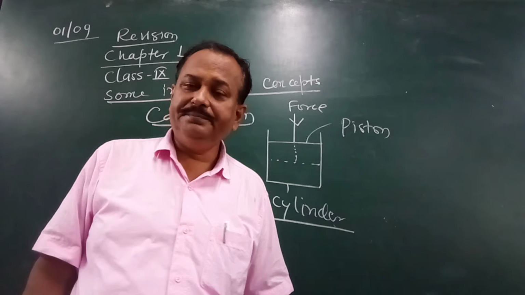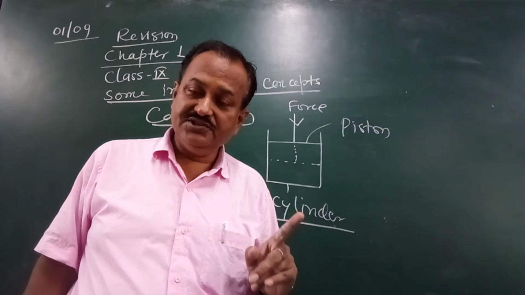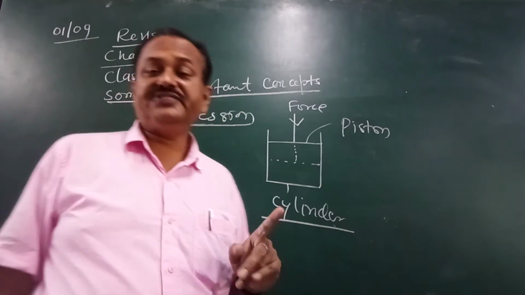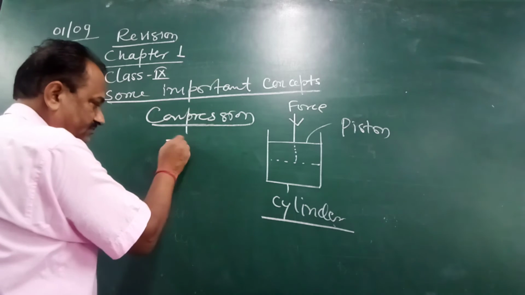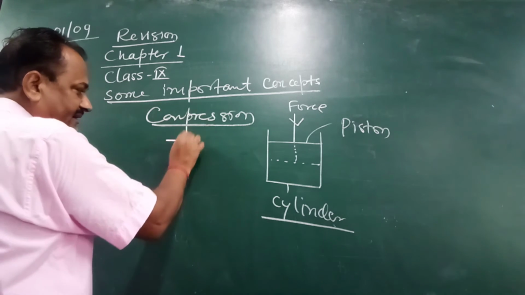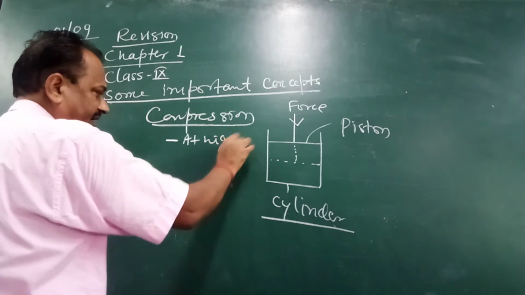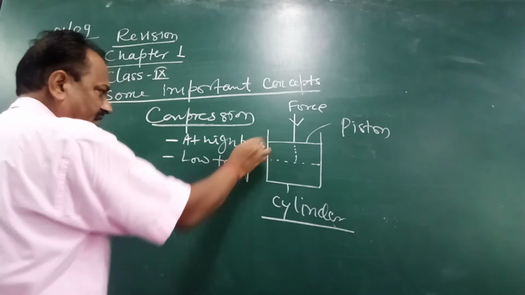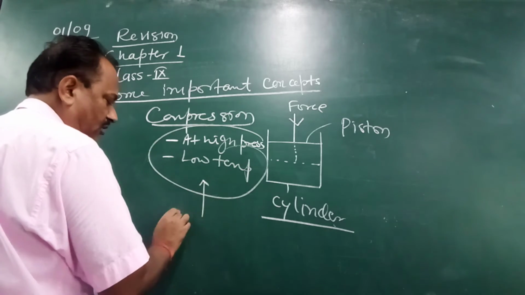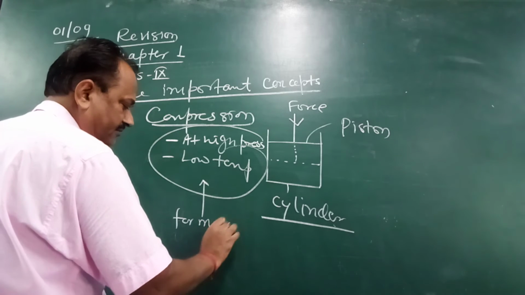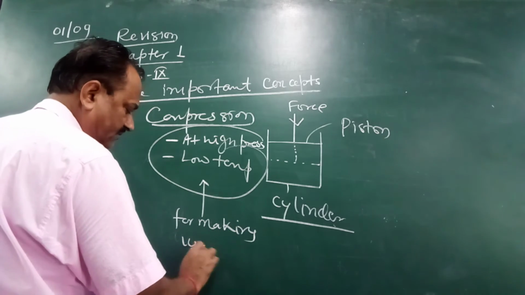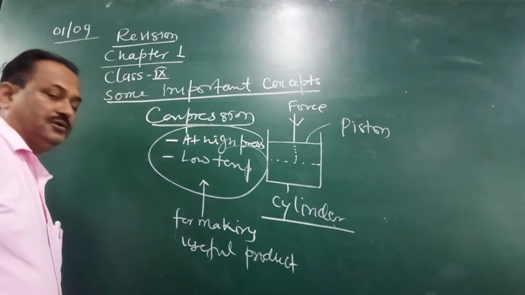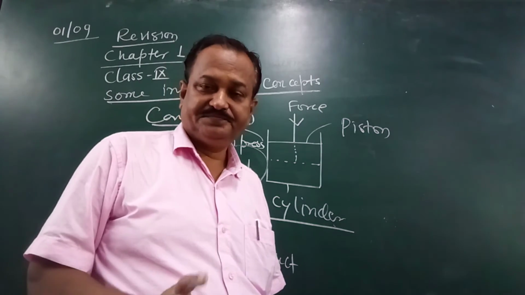You know the examples of compression: LPG, CNG, dry ice, they are all made by compression. And compression is done at high pressure and low temperature. So these conditions are for making any useful product. So this is compression.